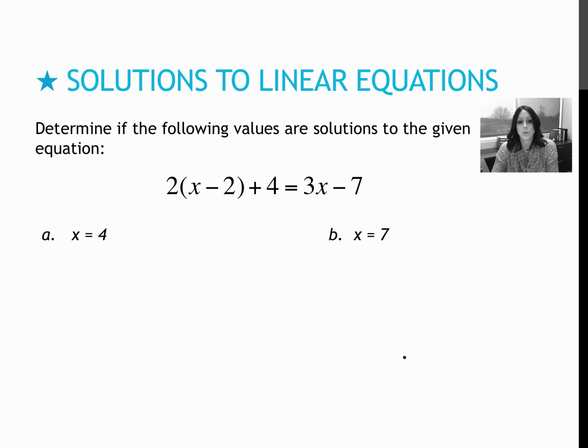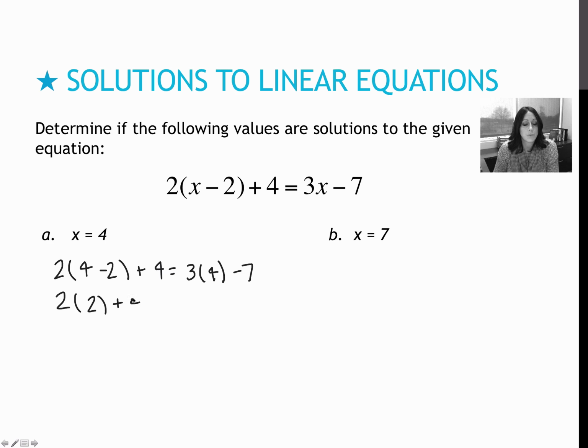Here are two for you to try. Go ahead and try them on your own and then check your work, see how you did. So the first one, I'm replacing x with 4. Every time I see an x, I'm replacing it with 4. This is 2 times 4 minus 2, which is 2 plus 4. On this side, 3 times 4 is 12 minus 7. On this side, 2 times 2 is 4, 4 plus 4.